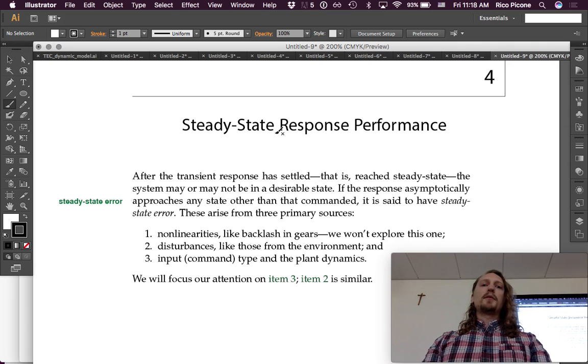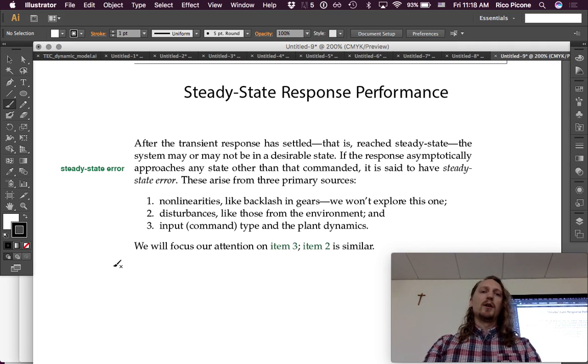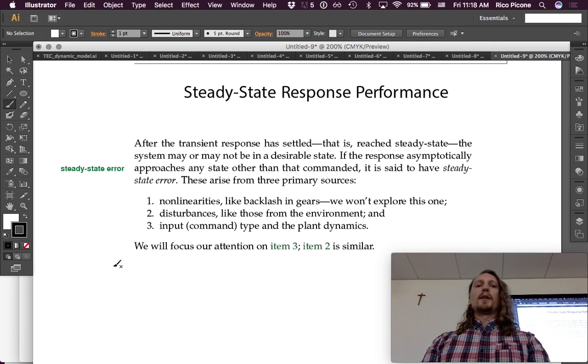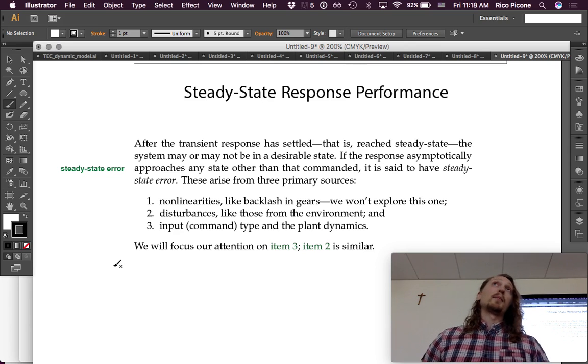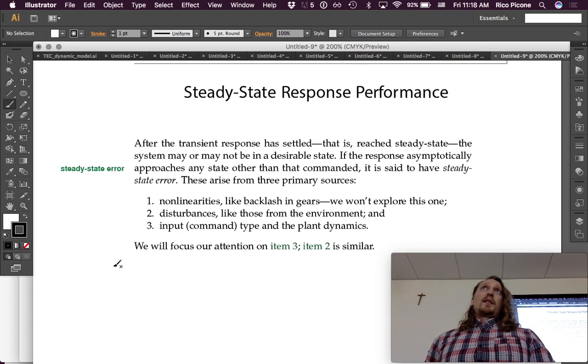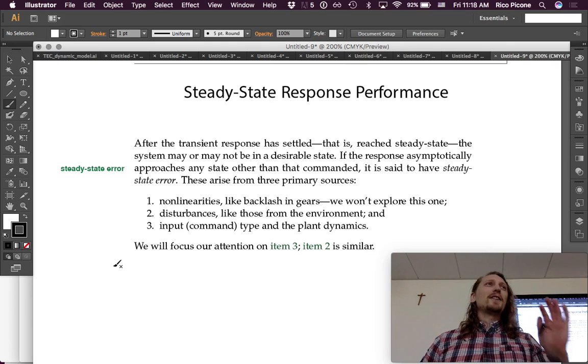These arise from three primary sources. One, nonlinearities, like backlash in gears. We're not going to really talk about that one, but it's good to keep in mind that it can happen. It's the kind of thing that's really a pain and plagues us all the time.